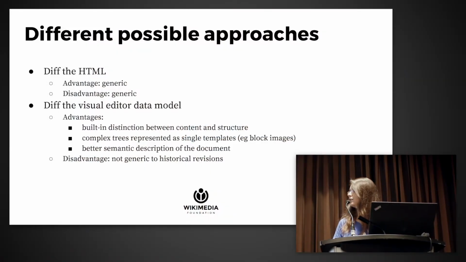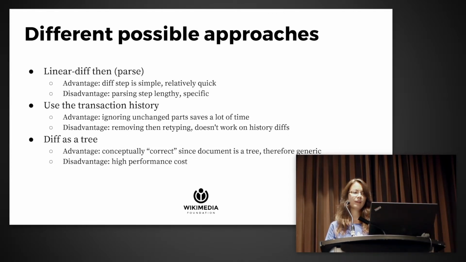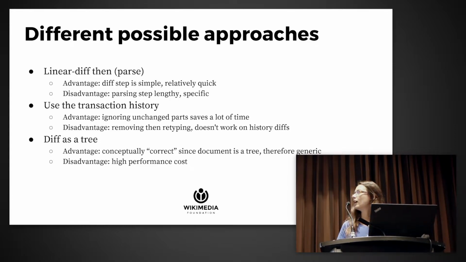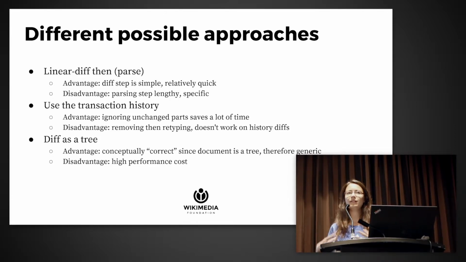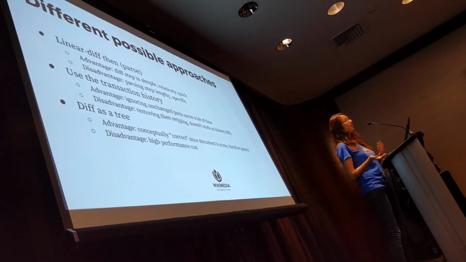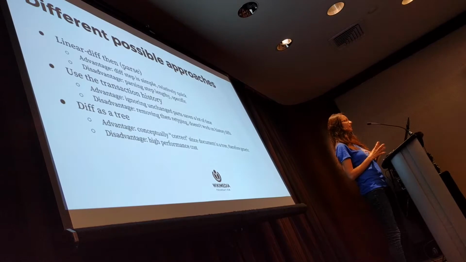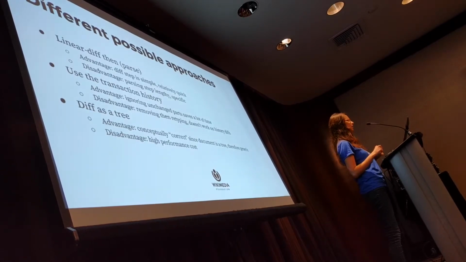The disadvantage of doing it this way is that if we're diffing historical revisions, we have to convert them to a visual editor document first, but that's okay, and that's what we do. Then we have a choice of algorithmic approach. Do we do what we've just seen in the examples, do some kind of linear diff and then parse that into a balanced tree? Well, if we do, then we have to write this whole parsing step, which can get quite complicated.